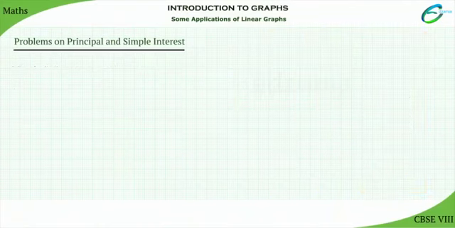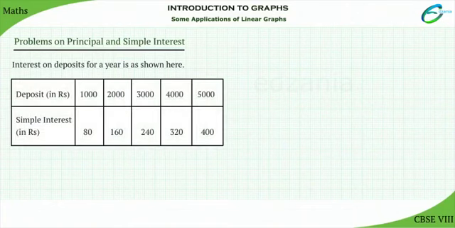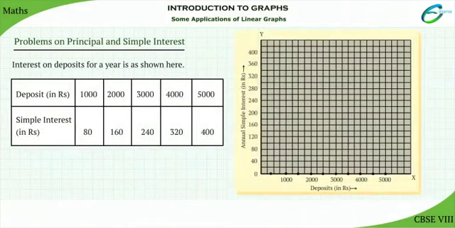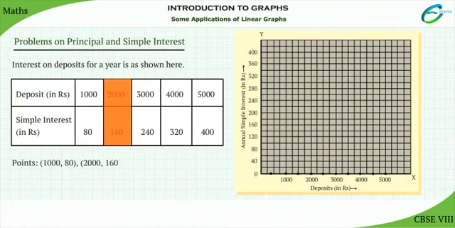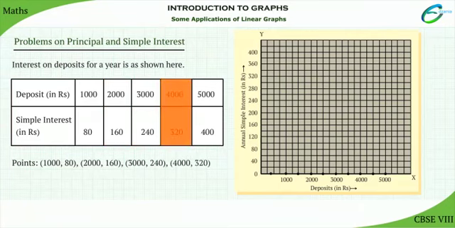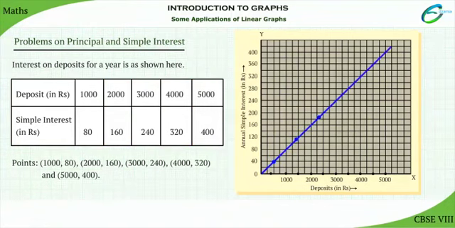Let us consider another example. Interest on deposits for a year is as shown here. To draw the graph, let's consider deposits along the x-axis and annual simple interest along the y-axis. The points are (1000, 80), (2000, 160), (3000, 240), (4000, 320), and (5000, 400). By plotting these points and joining them, we get the required graph.